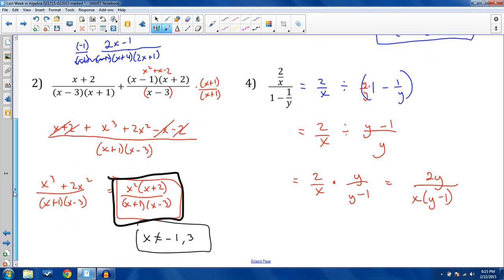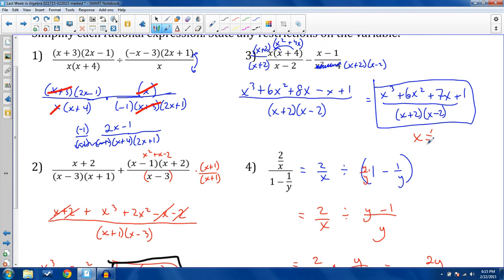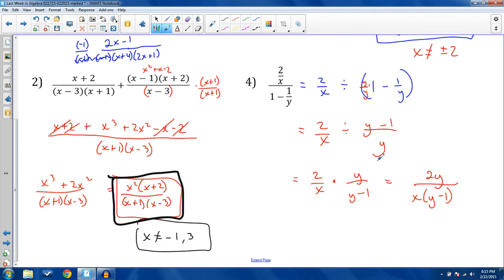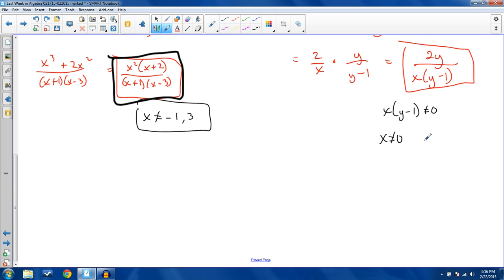By the way, I did not do the restrictions on this one. I'm sorry. X cannot equal plus or minus 2. On this one, the restrictions are kind of different because x and y are dependent on each other for this to make happen. The only thing I'd ask you to say here is that x times y minus 1 cannot be 0. If that's the case, in zero product property, that either means that x cannot equal 0 or y minus 1 cannot equal 0, which means x cannot equal 0 or y cannot equal 1. So there are the restrictions on that one.